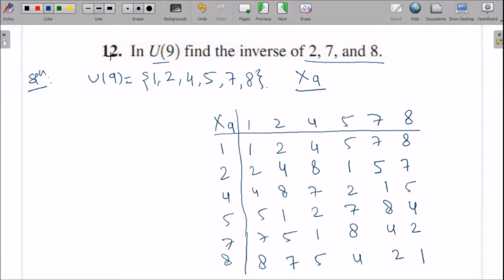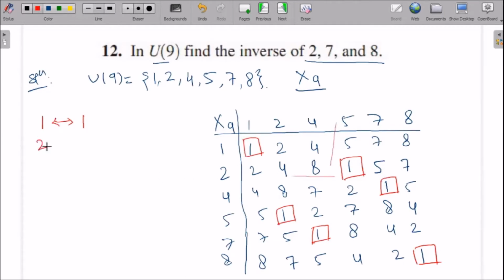So let us find out the identity in each row and column. So I'm just marking them. The identity element. Identity element appears only once in each row and each column. So that is clear from here. So 1 is the inverse of 1, that is 1 is self inverse, and inverse of 2 is what we see, that is 5.